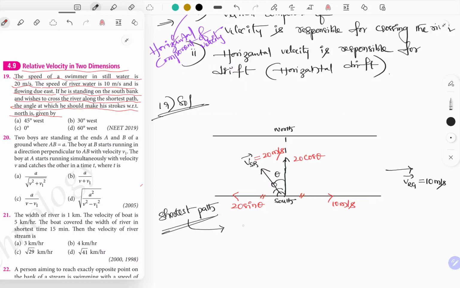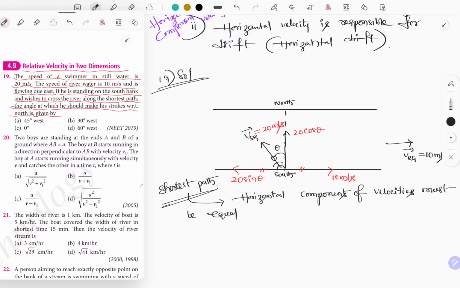The condition is that the horizontal components of velocities must be equal. Then only the person can reach the exactly opposite bank along the shortest path. Super. So 20 sin theta must be equal to 10. Then sin theta is equal to 1/2 and theta is equal to 30 degrees. So that means this angle is going to be 30 degrees.